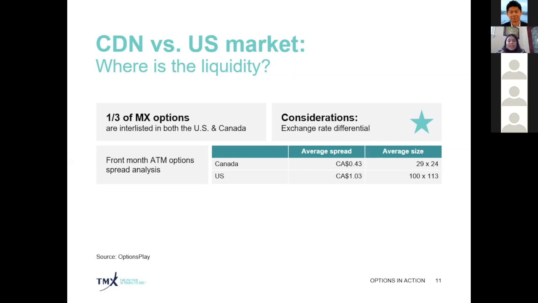Now note that the actual average size is much smaller in Canada. However, 50% of the investors in Canada are retail, and usually retail investors do have a smaller size that they trade on. So again, it depends what your objective is. For this example, we think we're going to trade probably less than a few contracts, so it makes more sense to trade on the Canadian market. Also, you want to consider exchange rate differentials.